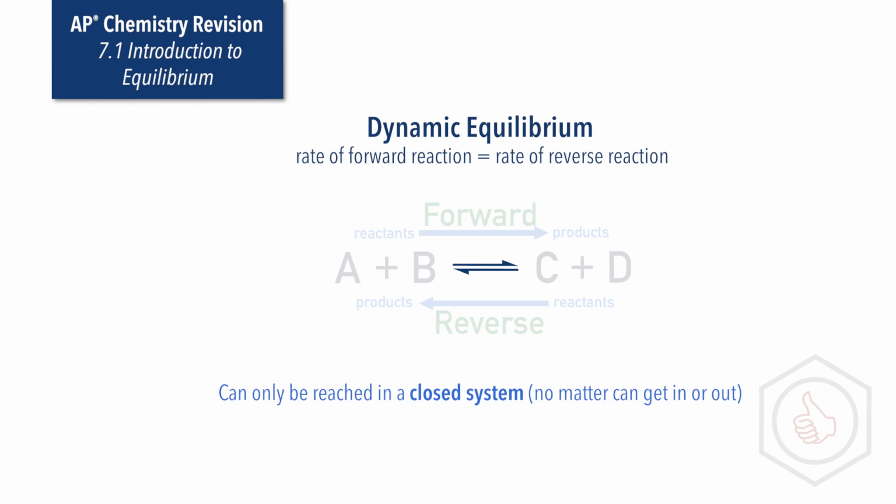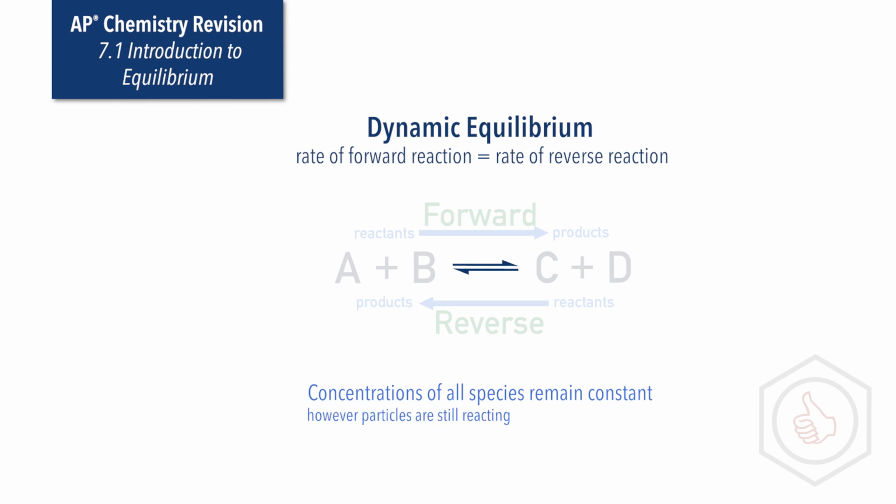If a system is at dynamic equilibrium, the concentrations of all species remain constant over time, although it's important to point out that particles do continue to react. This is why it's referred to as dynamic equilibrium, because the reactions are still ongoing, particles are still reacting. It's just that the system appears to us as unchanged because all the concentrations of species remain constant, hence equilibrium.